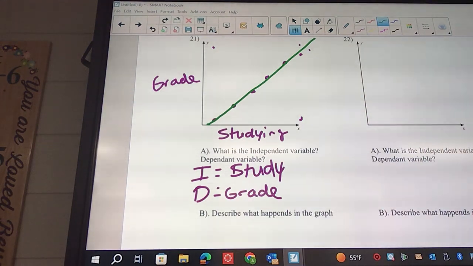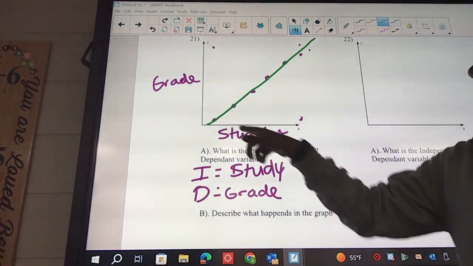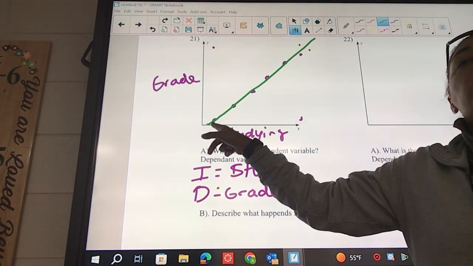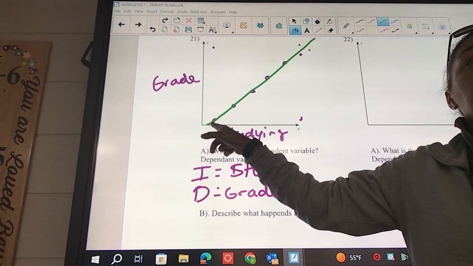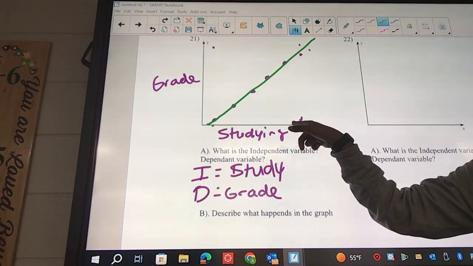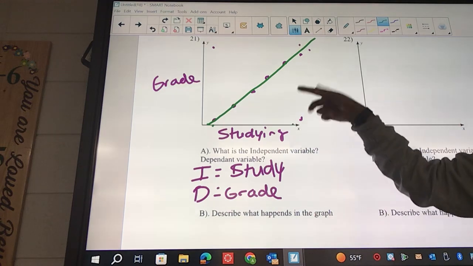Overall, the more you study, so if this guy studied for 10 seconds, what grade do you think he's going to get? A good grade or a bad grade? Probably a bad grade if you only studied for 10 seconds. If you study for 10 hours, what grade do you think you're going to get? A good grade. And that's typically how it works.